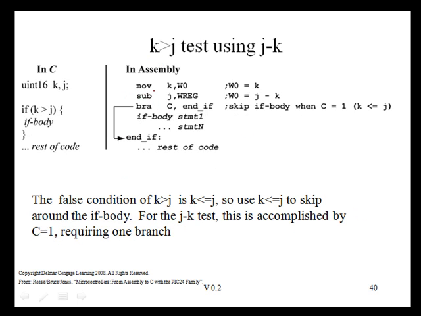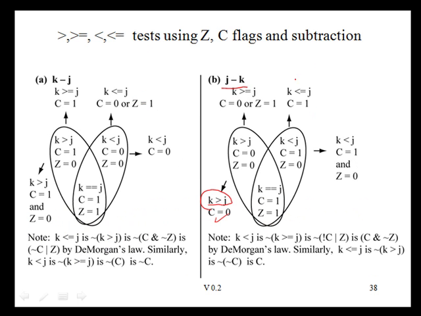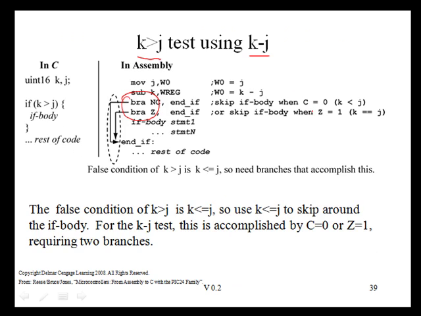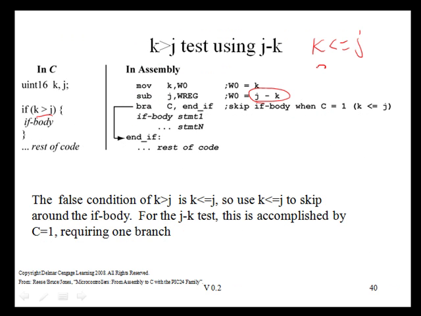So this code right here is going to do the subtraction of j minus k. We need the false test for this comparison. That false test is going to be k less than or equal to j. So let's go back to our slide and find k is less than or equal to j, and we find the carry flag equal to 1 in that case. So the false case is going to be carry equal to 1, so we'll use the branch here, branch on carry, so we'll skip the if body if k is less than or equal to j, else if k is greater than j, we will execute this if body.